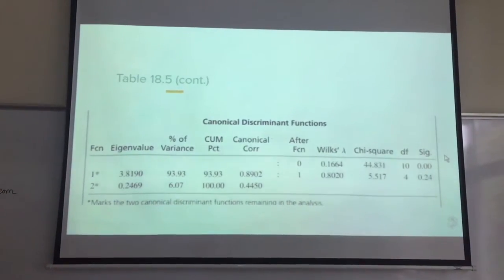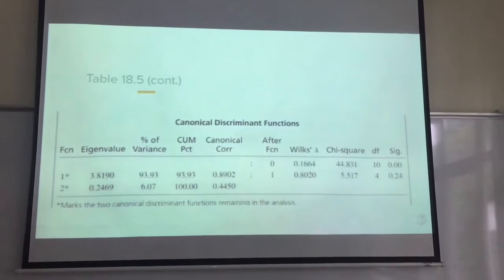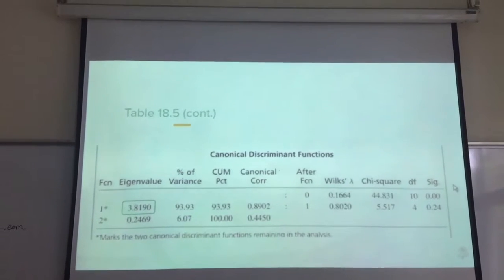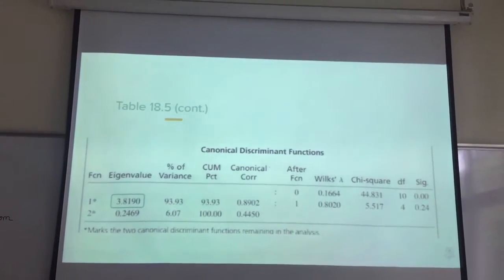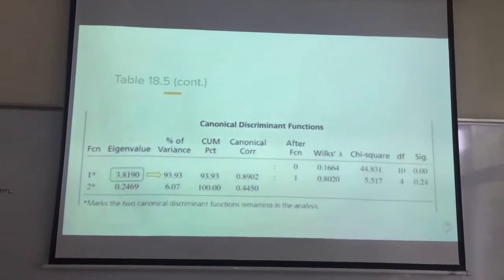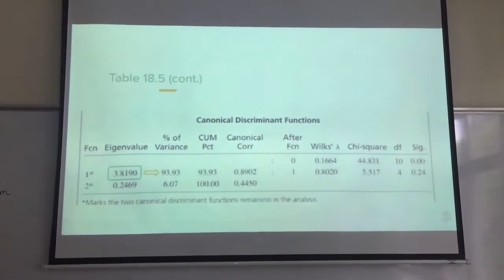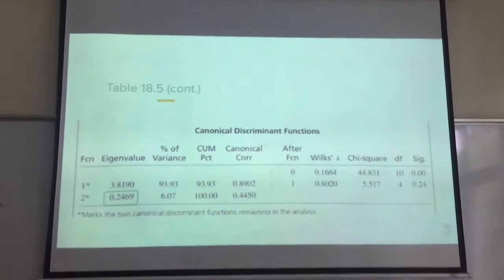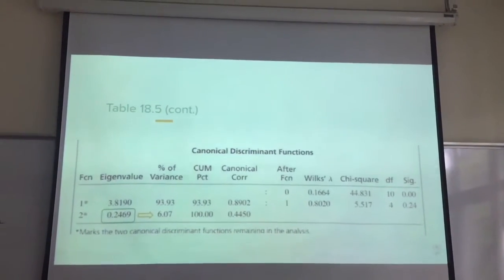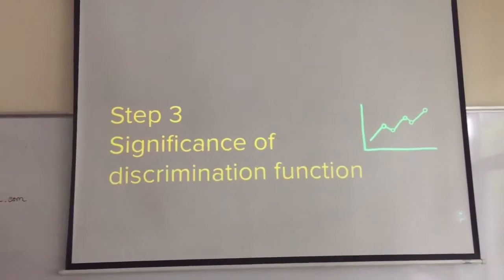And because there are 3 groups, a maximum of 2 functions can be extracted. So the eigenvalue associated with the first function is nearly 3.82, and this function accounts for 93.93% of the explained variance. Because the eigenvalue is so large, the first function is likely to be superior. And the second function has the smaller eigenvalue, and it accounts for only 6.07% of the explained variance. And now let's learn about step 3, significance of discriminant function.